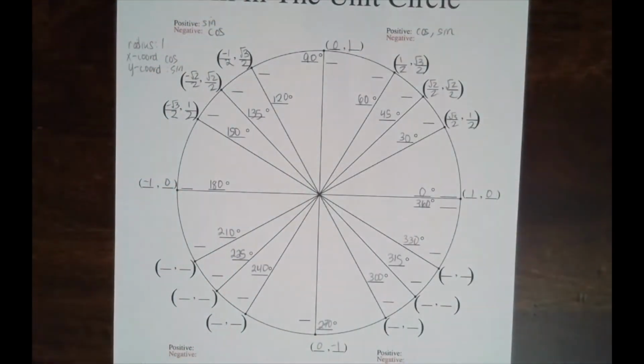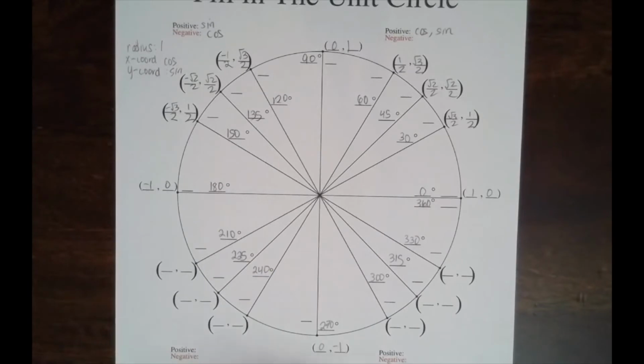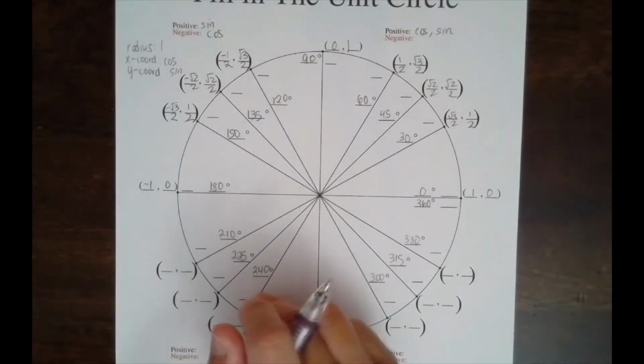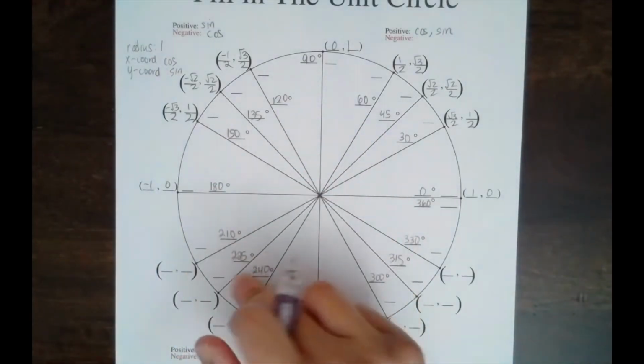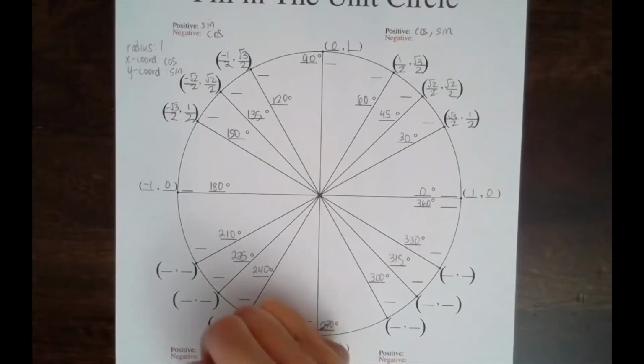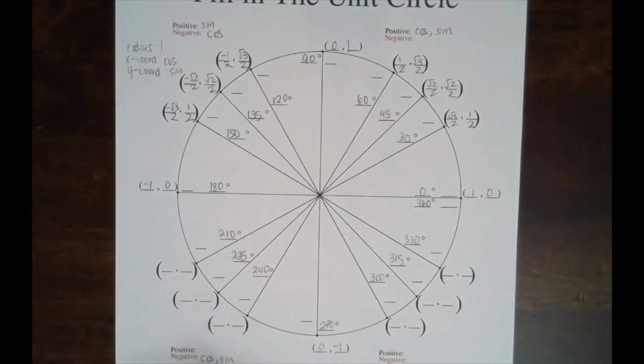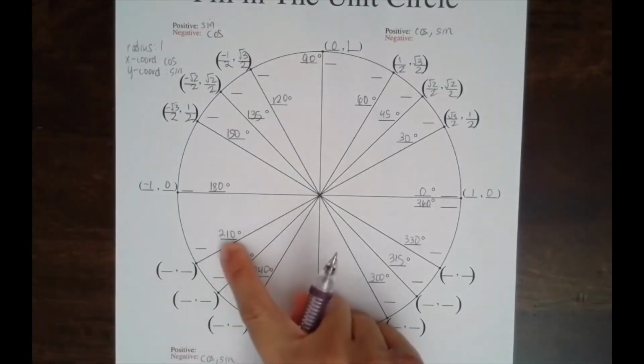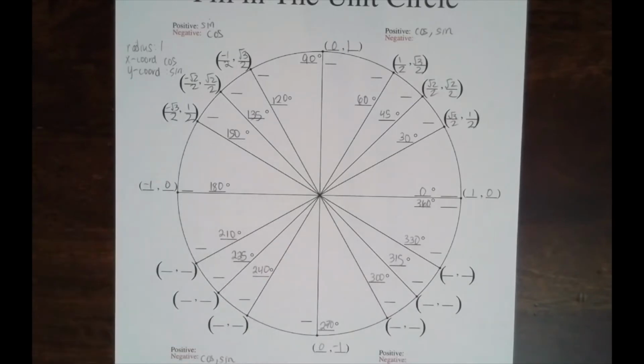Okay, now let's move into the third quadrant. We actually do the same thing. We have to find the reference angle. Now, but before we do, think about positive and negative. Is the x and y coordinates positive or negative? So they're both negative. Down here, your x is negative, your y is negative. So both cosine and sine are negative. So let's look at this 210-degree angle in particular.